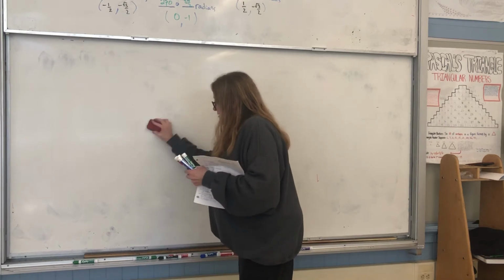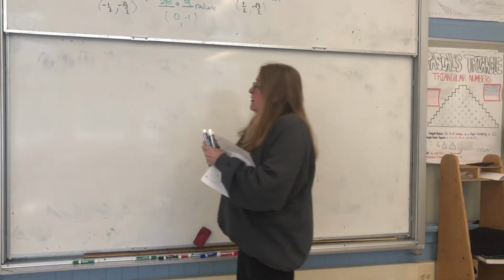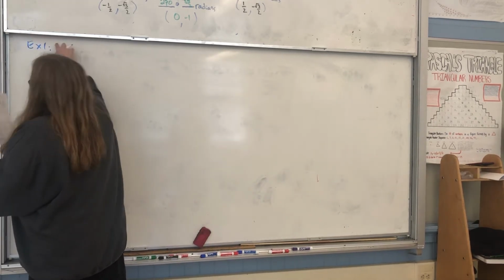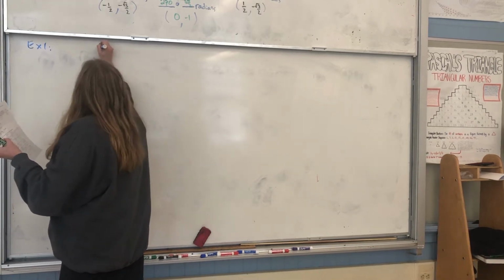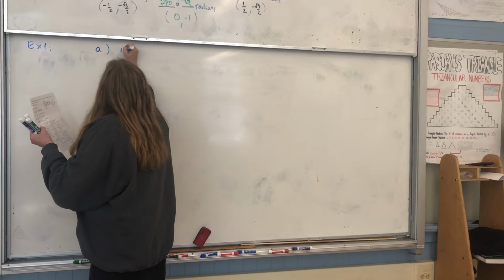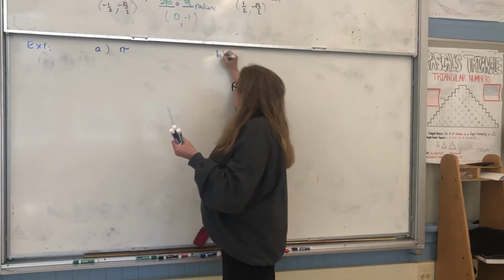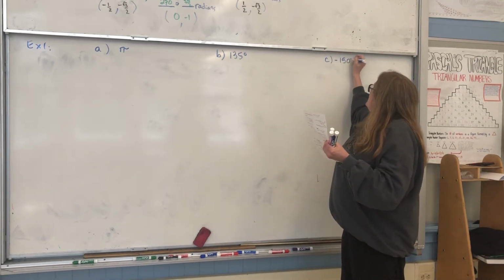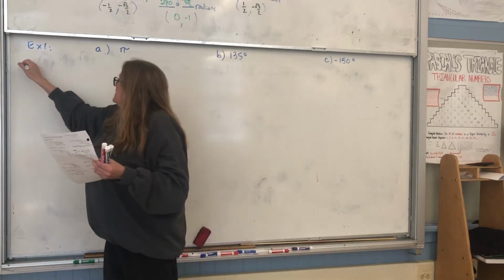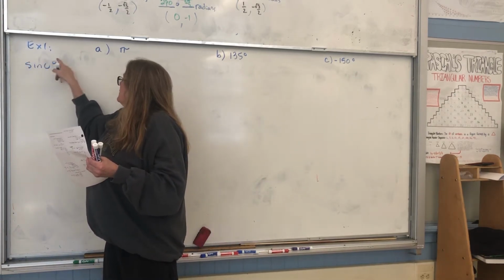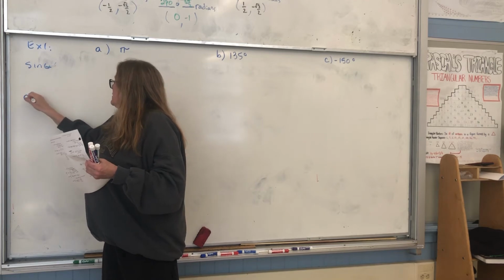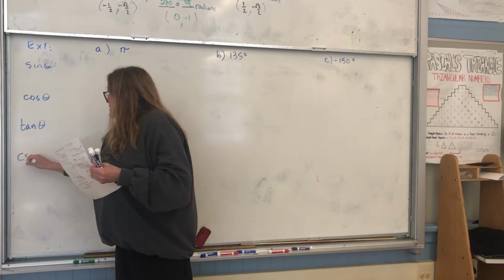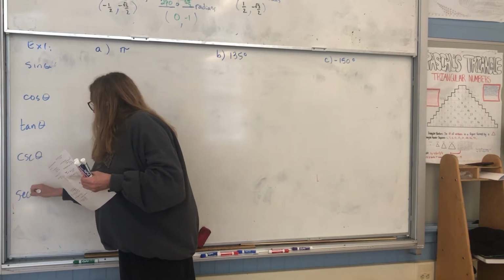Okay, so the three angles they want us to find are, this is example 1, and it says evaluate the 6 trig functions. So they want us first to do pi, then they want us to do 135 degrees, and then they want us to do negative 150 degrees. Okay, so let me write these down. Sine, cosine, tangent, cosecant, secant, and cotangent.